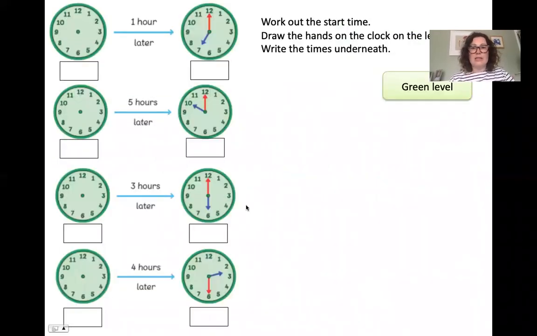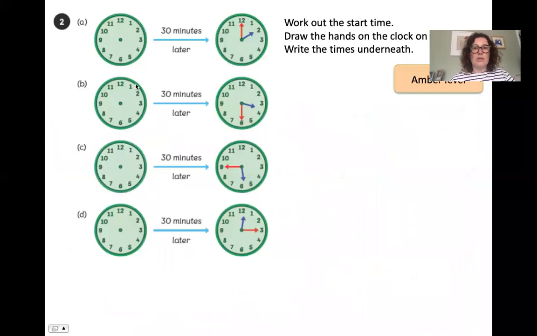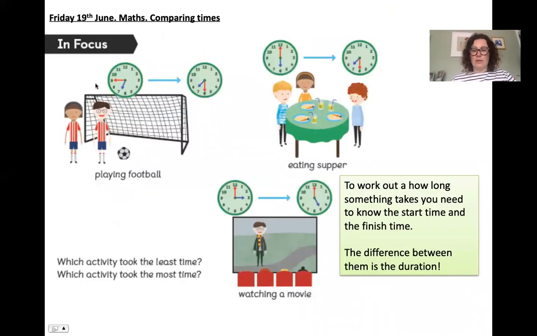And here are our worksheets. There's the green level. You have to draw the hands on the clock. Remember, we're working out the start time, so the blank clock is the one at the beginning now. So this is the blank one, and write the times in. This one's 1 hour, 5 hours, 3 hours. There's an amber worksheet. Same thing. Draw the hands of the clock on, write the times on. And here's a purple challenge. For the purple challenge, you need to do the amber ones first, and then this is an additional challenge, word problems for you. Okay.